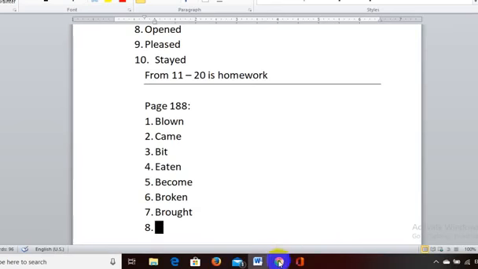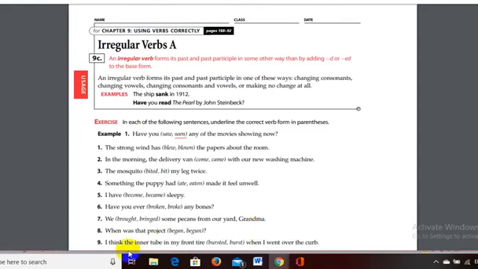Number 8. When was that project? So, when was that project began or begun? What do you guys think? Yeah, begun, right? When did it begin? So the past here would be began, and the past participle would be begun. So when was that project began or begun? We have the helping verb here, was, right? So we're going to say was begun.